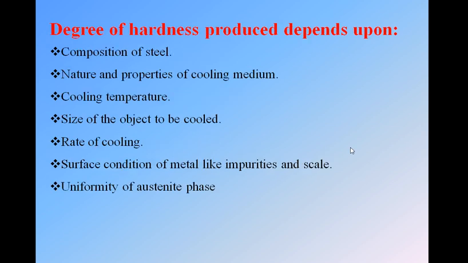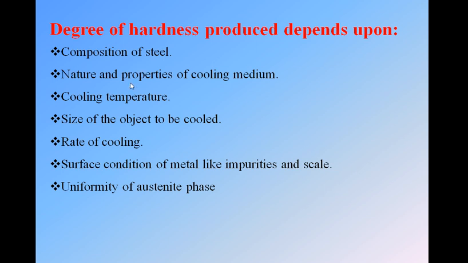Next, the degree of hardness produced will depend upon some things, when we cool the material at a very high rate. First we have the composition of steel, it may be a low carbon steel, a medium carbon steel, or a high carbon steel. Then next will be the nature and properties of the cooling media. As a liquid media, we have 4 to 5 things. We have water, oil, brine, molten salt, and water and air spray, and with these there is also a change in hardness.